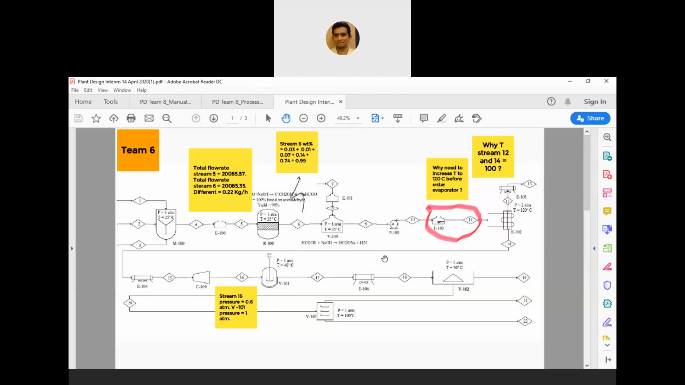Okay, yang next tu, nampak tak ni? Kena move sikit. Yang saya circle merah tu. Kenapa you nak increase ke 120 degree C sebelum masuk evaporator? Sebab evaporator tu operate kat 130 degree C kan? Kenapa nak increase sebelum masuk? Bayar evaporator lah tu. You pakai biasa punya vessel, dia dah separate kan? Kenapa nak ada heating tu?